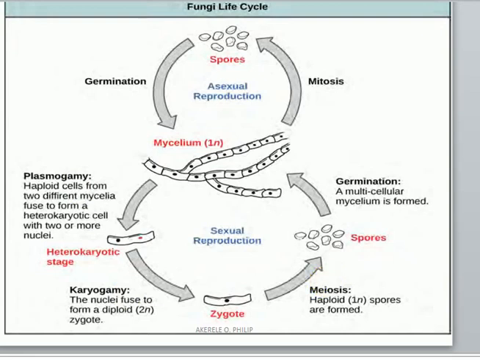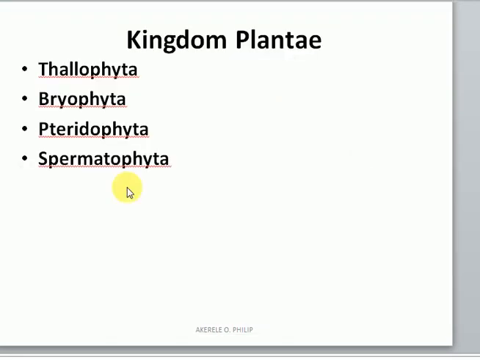So now we are moving to kingdom Plantae. Kingdom Plantae is divided into the following divisions: Thallophyta, Bryophyta, Pteridophyta, and Spermatophyta. Remember that it is written in this order to show the progression from the simplest to the most complex. So this is simple compared to this, simple compared to this. This is the simplest, this is the most complex.